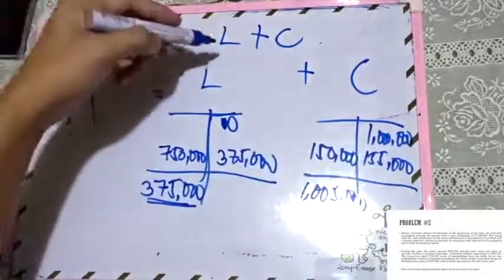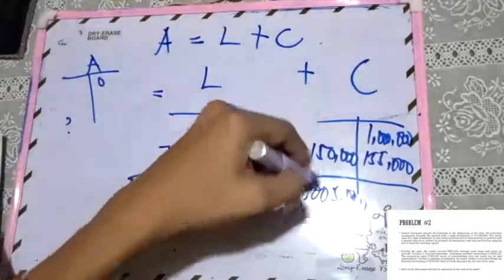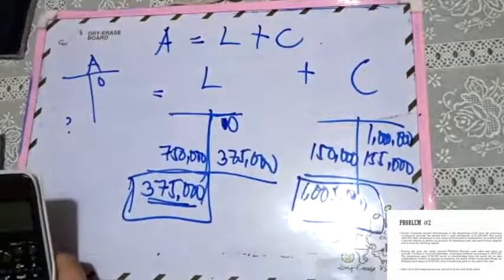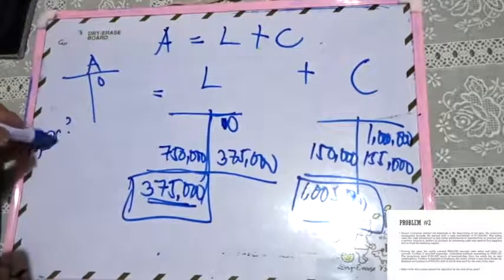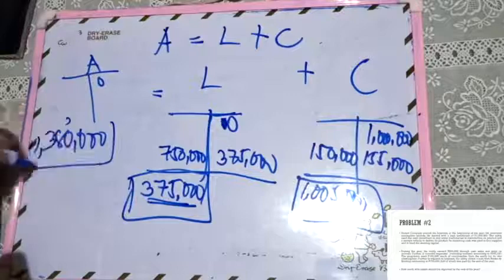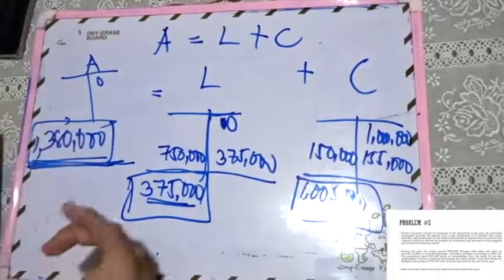Going back to our accounting equation, liabilities of 375,000 plus capital of 1,005,000, we get a total assets of 1,380,000.